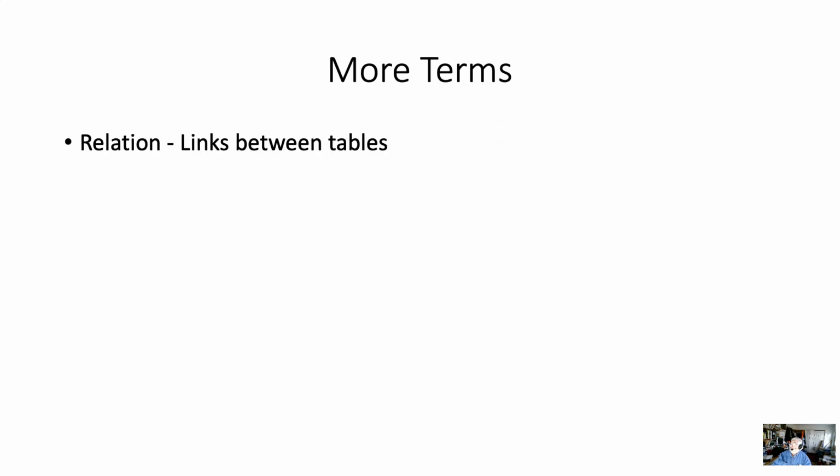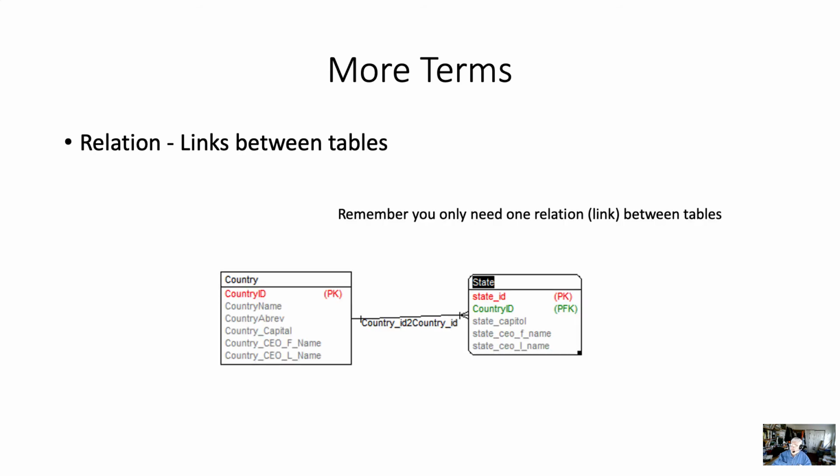All right, some more terms. Relation is a link between tables. One of the things to remember is you really only need one relation between each table. So if you have a state and have this country ID to country ID, you can go across and pick up all these different values, but you really only need to have one relationship, one to many. Because if these are all 1-to-1 and these are all 1-to-1, then any of these can use this relationship between the country ID and the country ID to bridge that between those 2 tables.